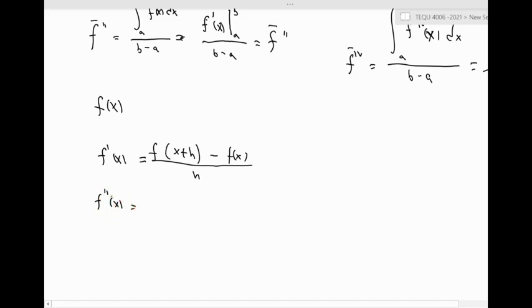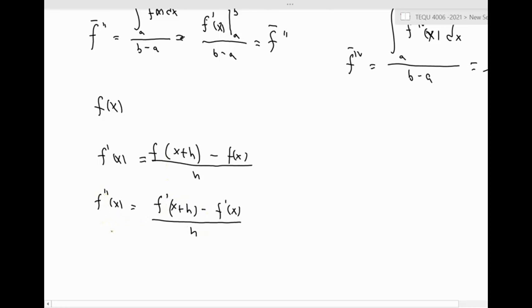The second derivative, by definition, is the first derivative evaluated at x plus h, minus f prime, the first derivative evaluated at x, divided by h. And you keep going. That's the first, this is the second. What would be the third? It would be the same. So only the formula changes. The derivative is going forward as you keep going here.